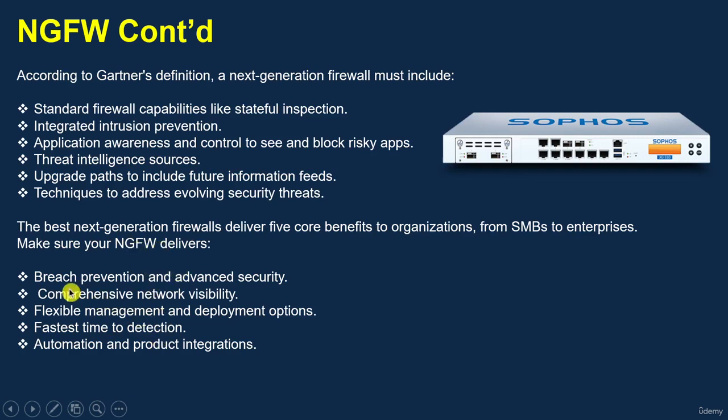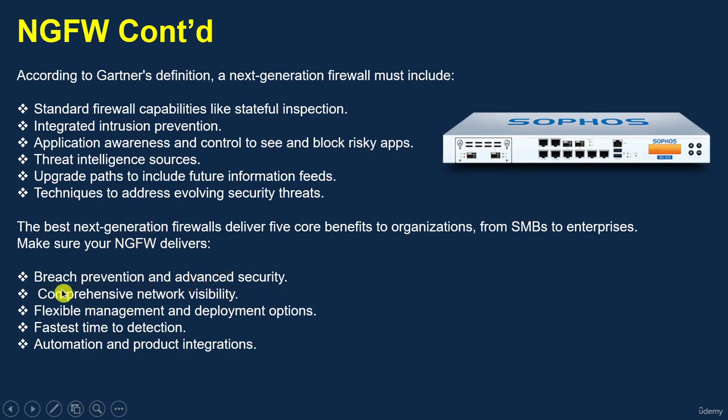The capabilities are, first, breach prevention and advanced security. The number one job of a firewall should be to prevent breaches and keep your organization safe. The firewall should also have advanced capabilities to quickly detect advanced malware and stop it before it gets inside. That is breach prevention and advanced security. For example, we can configure URL filtering, sandboxing, next gen IPS, and threat intelligence features here.